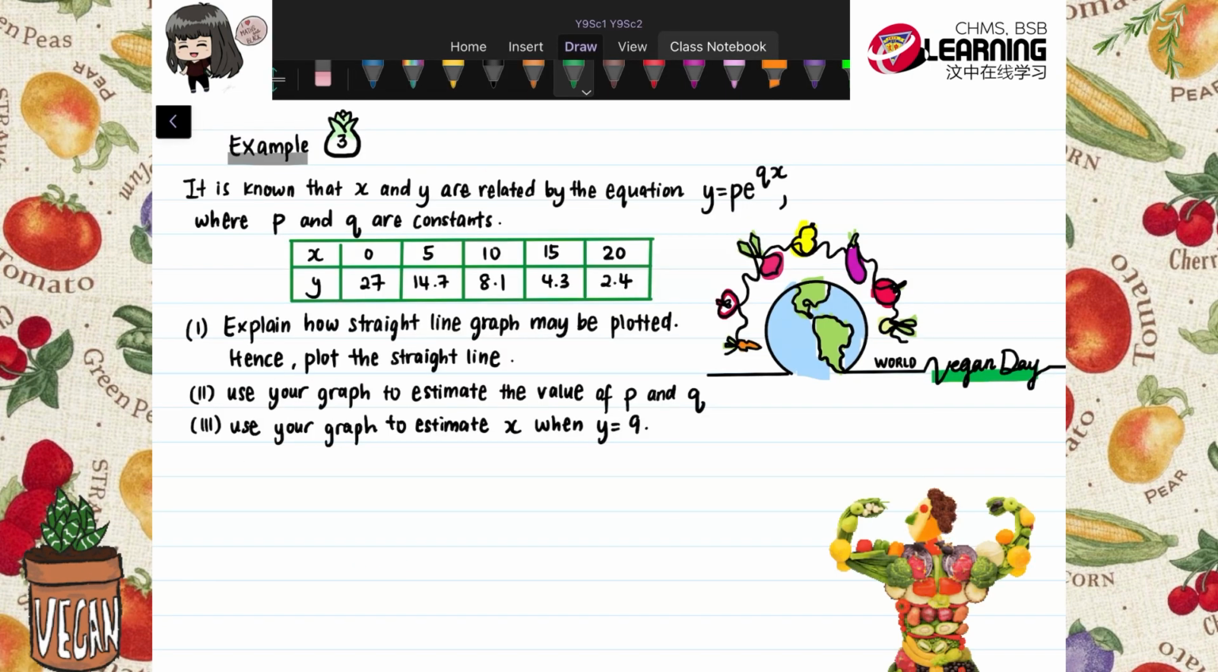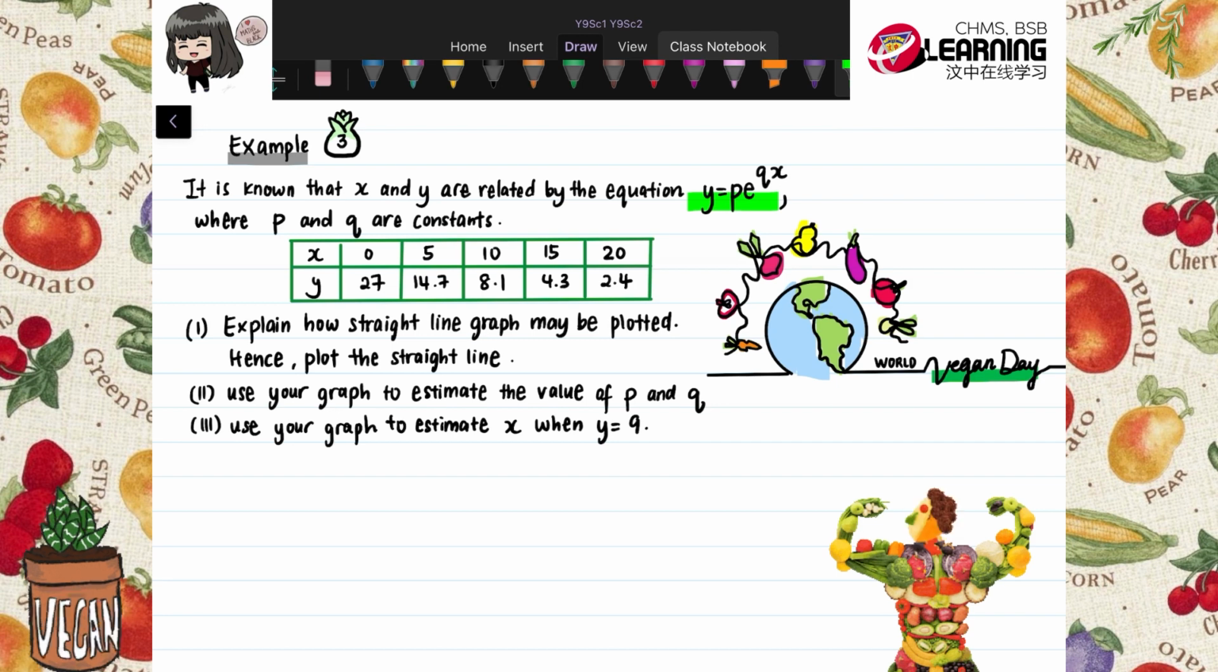For example 3, it's a little bit different besides the exponential. You read the questions, you copy the questions, or if you can, you scan it and print it out and stick it into your notebook. Or if you choose to copy, go ahead. So a little bit different here. You look at part 1. You have an equation here, of course, y equals PeQX. So you have an exponential there.